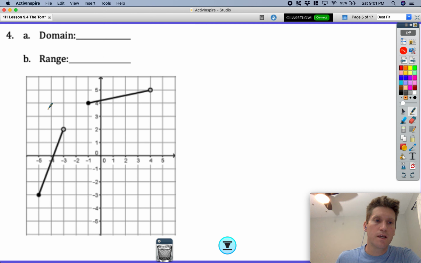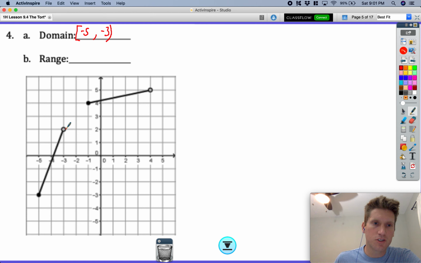So domain is all my possible x values. We're going to take these step by step. The first thing I'm going to do is look at this one. My first possible x value is this -5, and it's represented with a solid dot, so it is included in the function. And this keeps going, so if I go from -5, the next one is -3. So comma, -3, and that is not included, so I put a parenthesis.